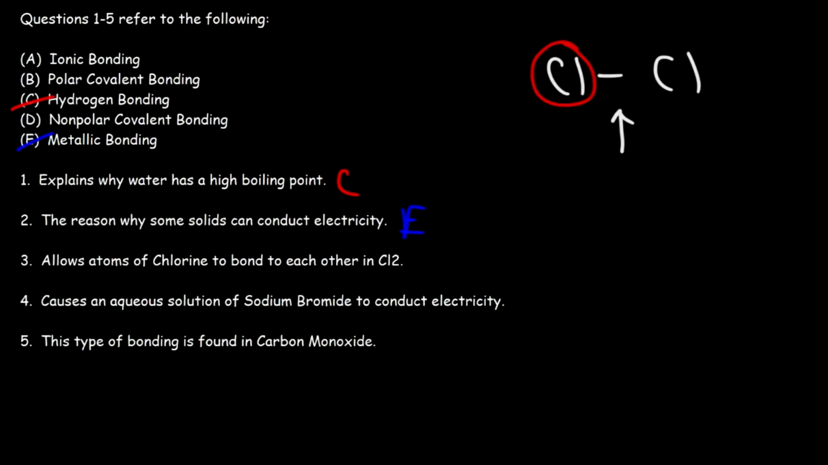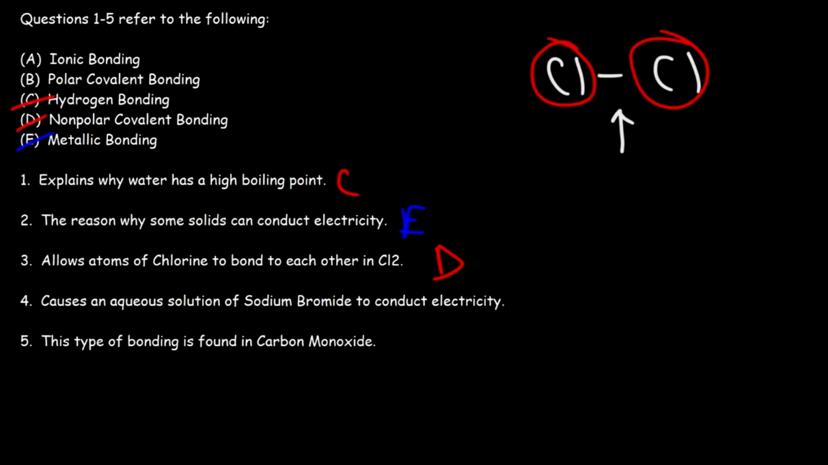Because we have 2 of the same type of nonmetal, 2 of the same atoms, it has to be nonpolar covalent bonding, because the electrons are equally shared between the 2 chlorine atoms. The 2 chlorine atoms have the exact same electronegativity values. Now, what about number 4?